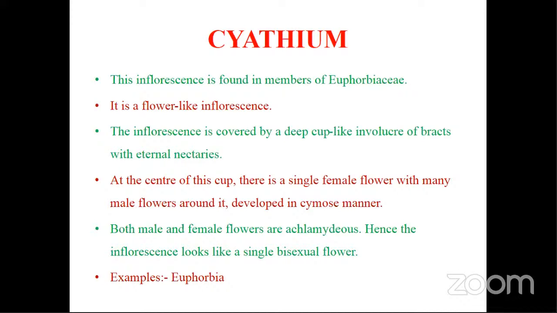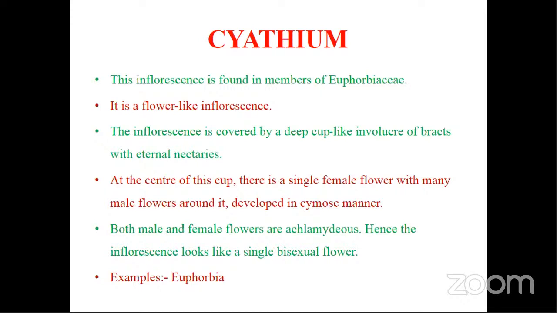Within those bracts, there will be one single female flower, which has only one carpel. And around this, there will be many male flowers. Many male flowers will be present, all with one stamen. One female flower with a single carpel.